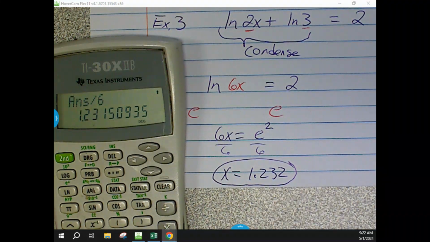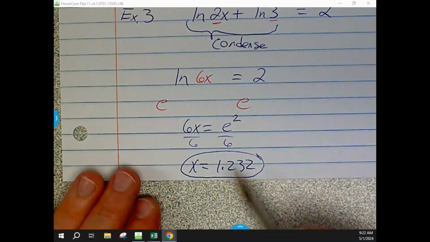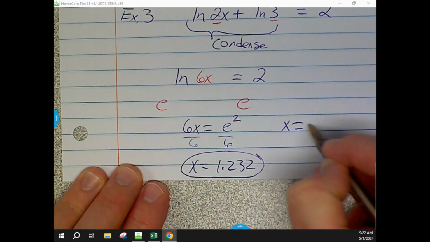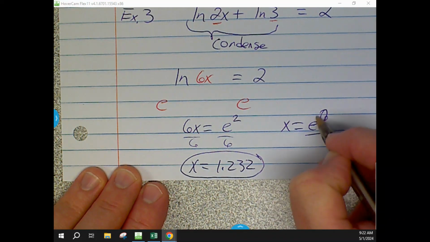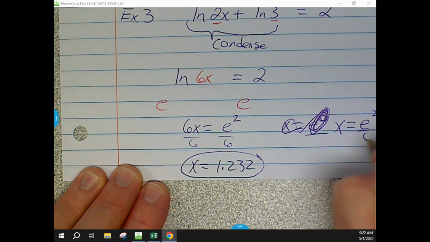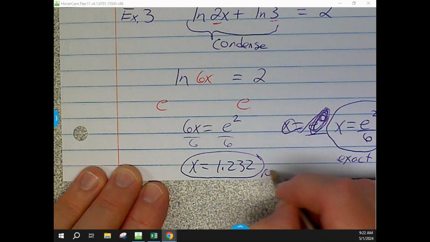Now here's one thing they might also do just to make your life a little bit less fun. They may ask for an exact answer, because they want your life to be a little less fun. If they ask for an exact answer, when you leave this e squared here, it would be e squared divided by 6. So that would be an exact answer. This would be your answer rounded off to a certain decimal place.